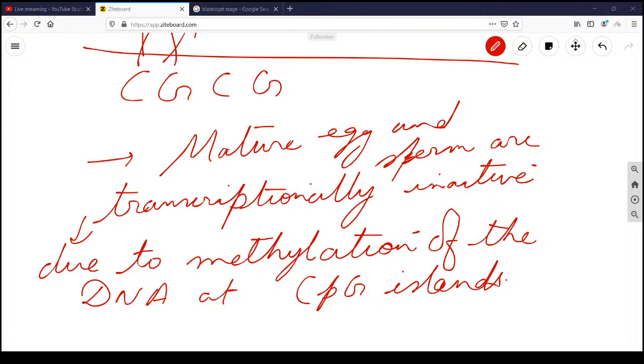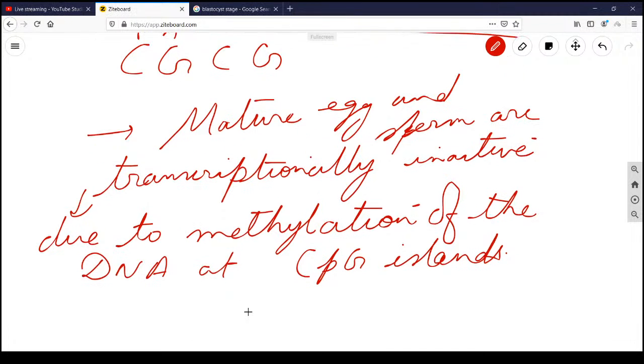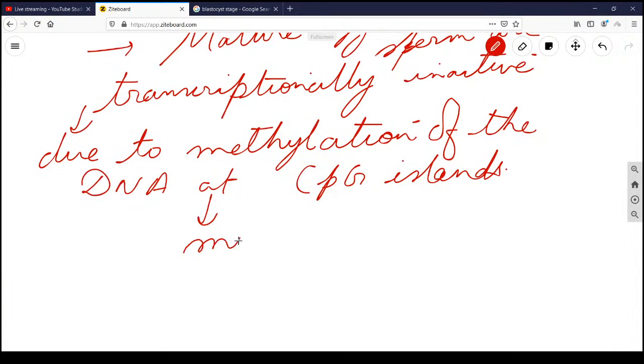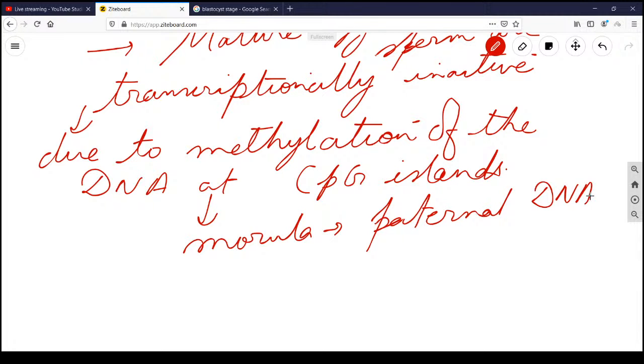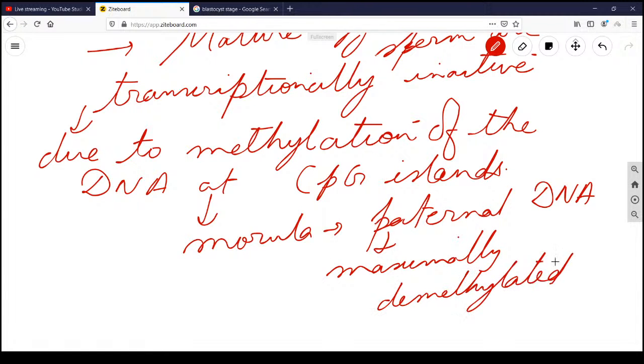But after the arrival at the stage of morula, you can say all the paternal DNA is maximally demethylated. So that is the event, and then it leads to zygotic gene products. Okay, the zygotic gene product formation.